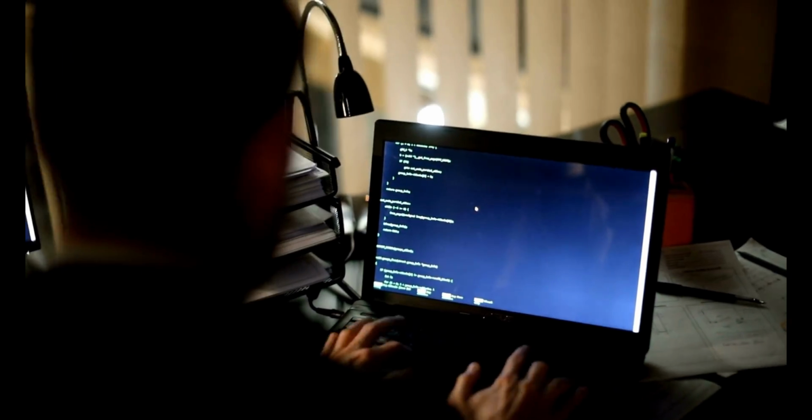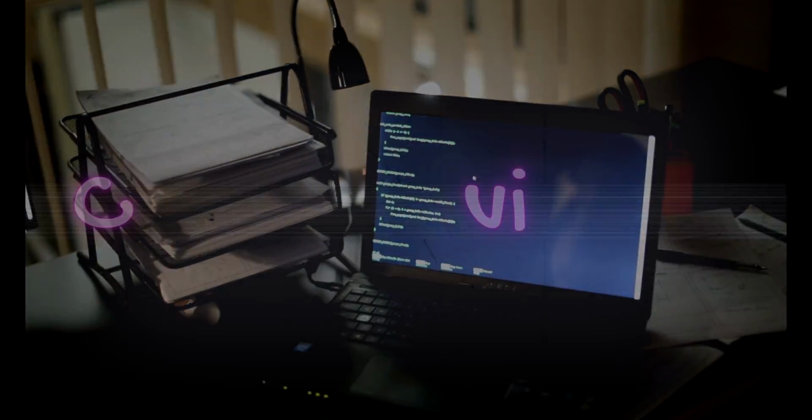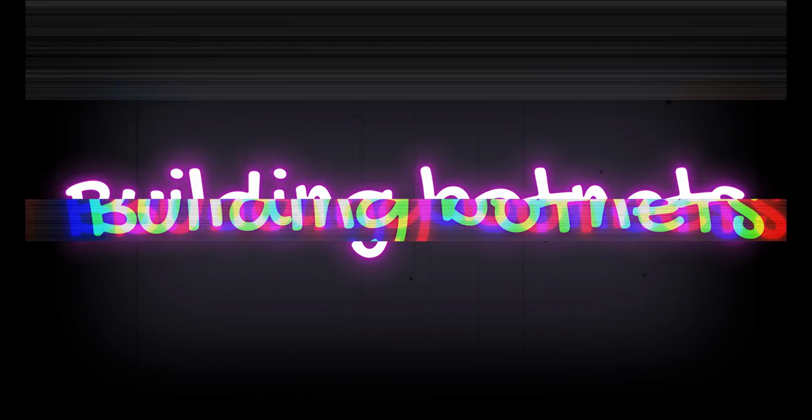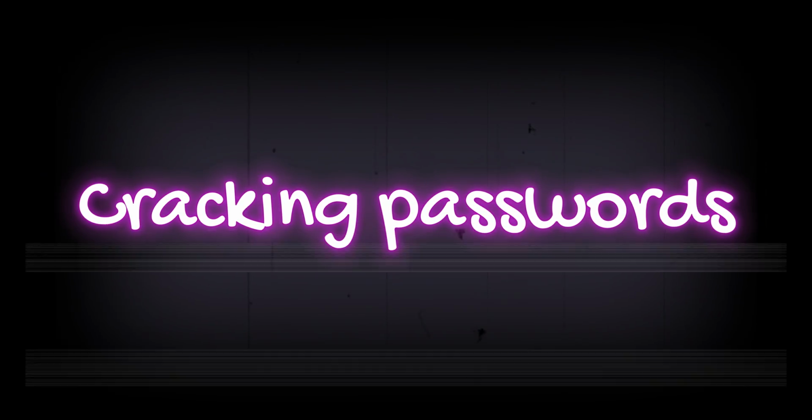On computer networks, hacking is usually done using scripts or special programs. Techniques include creating viruses, causing chaos with denial-of-service attacks, making unauthorized connections to a device using tricks like trojans or backdoors, building botnets, spying on data packets, tricking people with phishing, and cracking passwords.